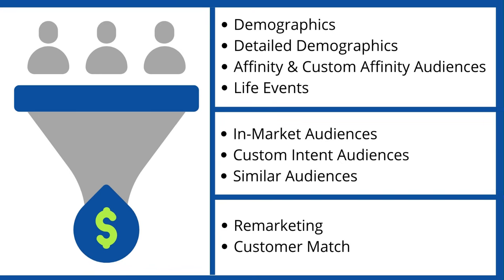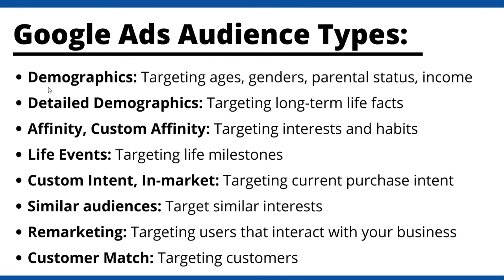So to go through each of these in a little bit more detail, we already have this ranked by the order that I would target them if you're trying to drive conversions and revenue. So at the very bottom is going to be your best possible results, but you're targeting existing customers. At the very top is going to be demographics, where you're just targeting ages, genders, parental status, and income. You're not narrowing it down by specific interests or anything like that.